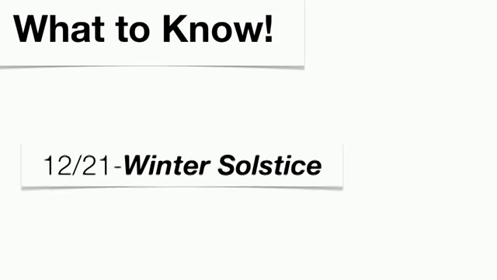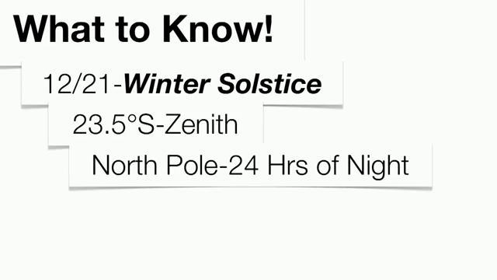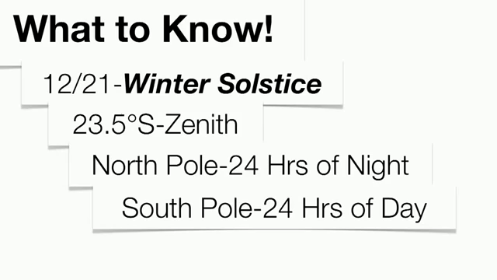We compare that with the winter solstice, which is the first day of winter in the northern hemisphere. That's going to be December 21st. Because it's our winter time, the direct sun is going to be at the zenith at 23.5 degrees south, the Tropic of Capricorn. On this day, because we are tilted away from the sun in the northern hemisphere, our North Pole gets 24 hours of darkness. The South Pole gets 24 hours of daylight.